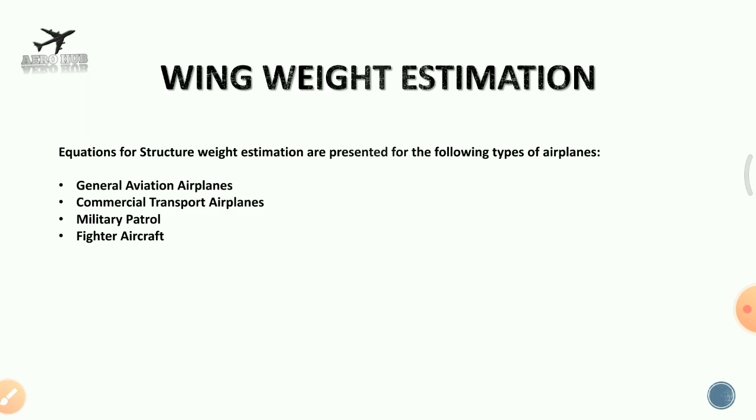We have different methods to estimate the weight of the wing. The first one is the Cessna method. Cessna, you are aware, is one of the aircraft manufacturers. Then the US Air Force method. The last one is the Torenbeek method. Torenbeek is the author of a famous airplane design book, and it is available on the internet. You can refer to that book also.